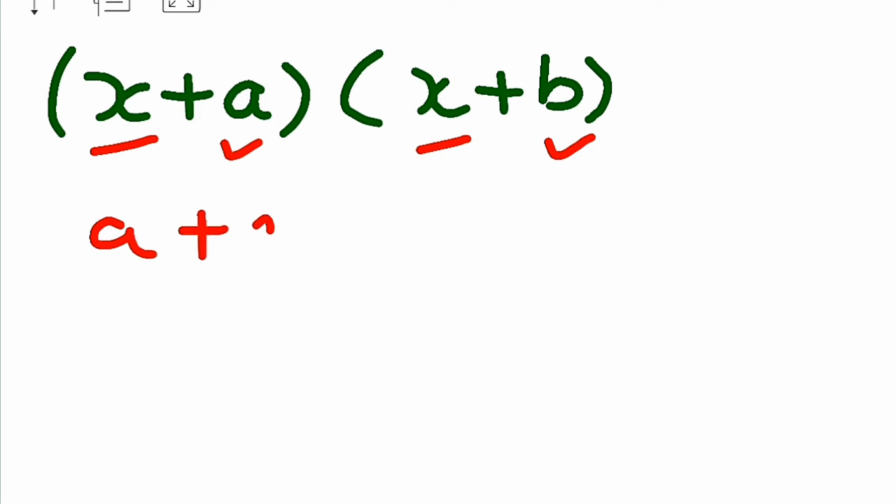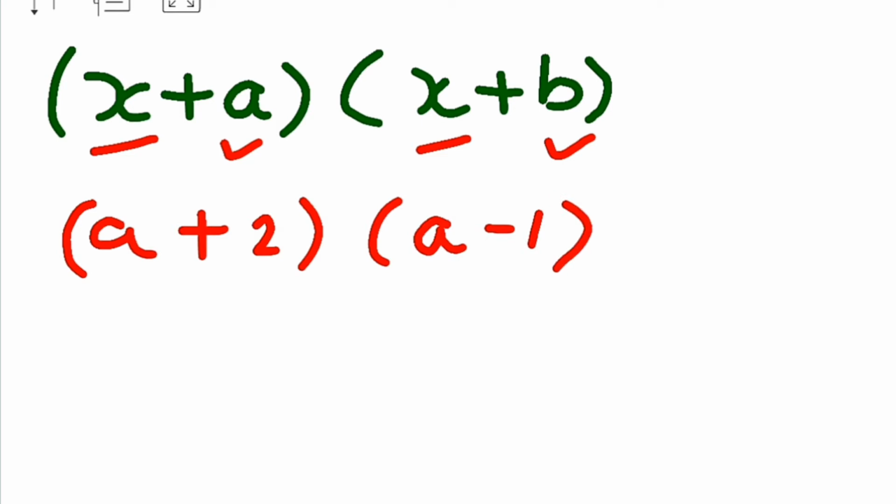See, if ever the question comes as a plus 2 multiplied by a minus 1, understanding children? So what is the variable in this? A. Both are the same, and plus 2 and minus 1 are different, so we will be using the formula x plus a into x plus b. Understanding children? Now let's get into what the formula for this is.